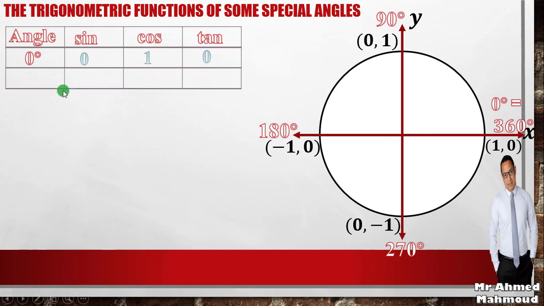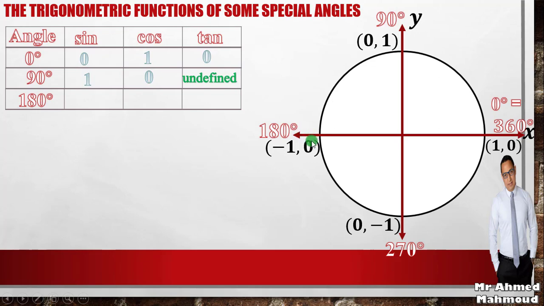Now 90 degrees intersects the unit circle at 0, 1. So the sine equals 1 and the cosine equals 0. Tan equals 1 over 0, and 1 over 0 is undefined. Using the calculator, if you write tan 90, it will give you a math error.